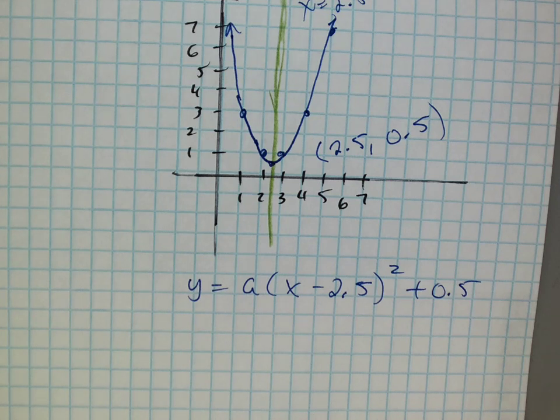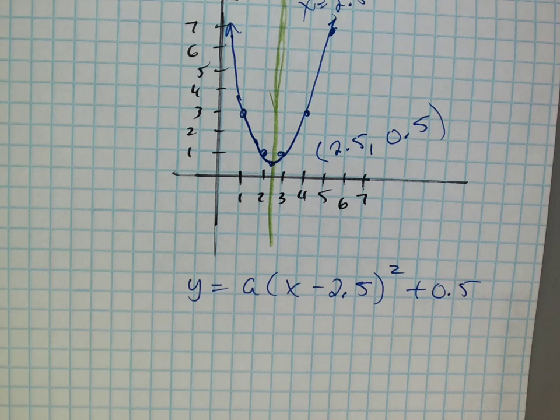Here's my vertex, 2.5 and then about 0.5. Opposite, right? Do the dance, remember the dance, squared. Now, there's some value a that we could find, right? If I want to find the value of a, I just have to have one of the other points. I can take one of these points, or a point up there. You just have to pick one of the points.